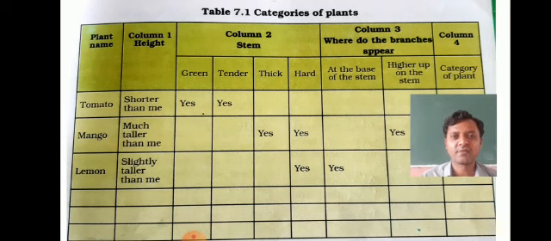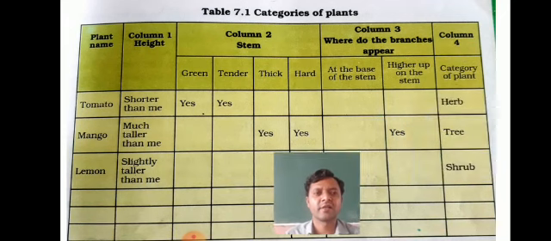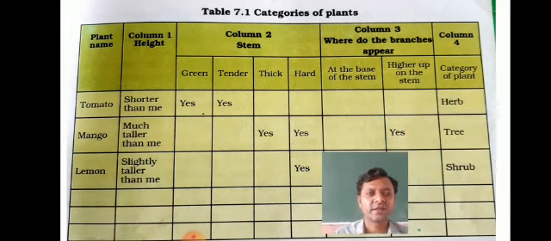Okay, the tomato plant is given there. Column 1, height. Height is shorter than me, obviously shorter than you. The height of the tomato plant is not so big. Then green stem, yes. What does tender mean? Tender means easy to cut or easy to chew. Yes, the tomato stem is tender. Thick, no. Hard, no. At the base of the stem, no. Then higher on the stem, also no. So what kind of plant is it? It is a herb. The tomato plant is a herb.